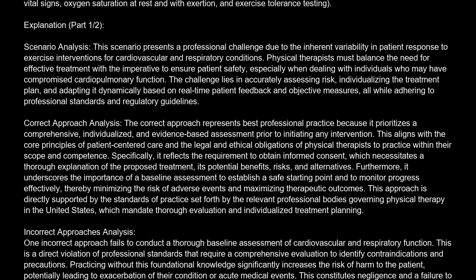Incorrect approaches analysis. One incorrect approach fails to conduct a thorough baseline assessment of cardiovascular and respiratory function. This is a direct violation of professional standards that require a comprehensive evaluation to identify contraindications and precautions. Practicing without this foundational knowledge significantly increases the risk of harm to the patient, potentially leading to exacerbation of their condition or acute medical events. This constitutes negligence and a failure to meet the duty of care owed to the patient, which is a cornerstone of professional liability and ethical conduct.